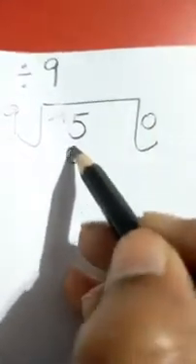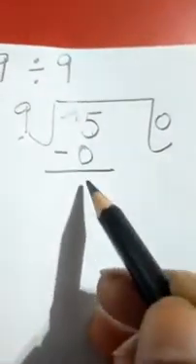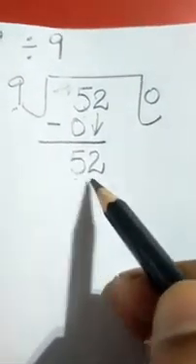So here what we will do? 9 zeros the 0. 5 minus 0, what will be there? 5 will be there. Then next digit is 2. We will write that and we will bring it downside. Now it has become 52.